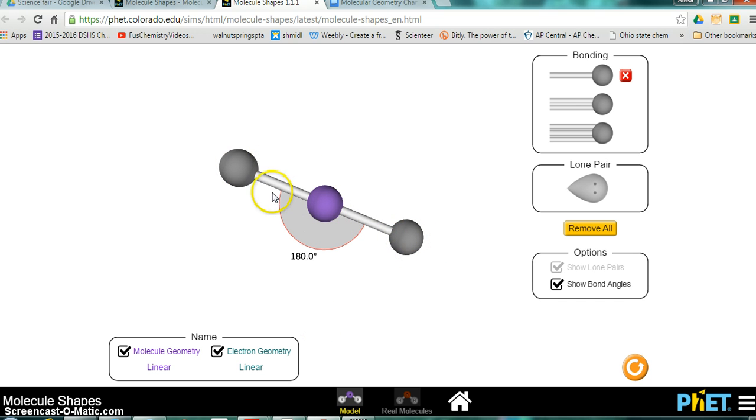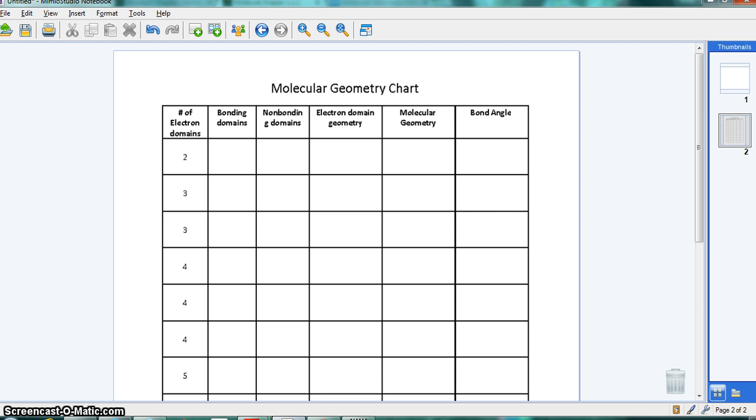And because we don't have any lone pairs, our molecular geometry is also linear, and our bond angle, you can see here, is 180 degrees. So if we go back to our chart, we're going to fill in, we have two bonds, no lone pairs, we have a linear molecule, and a linear molecular geometry with bond angles of 180 degrees.